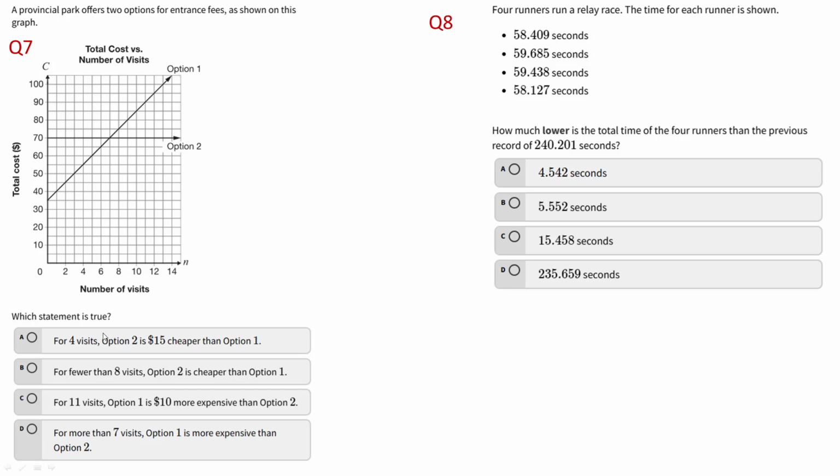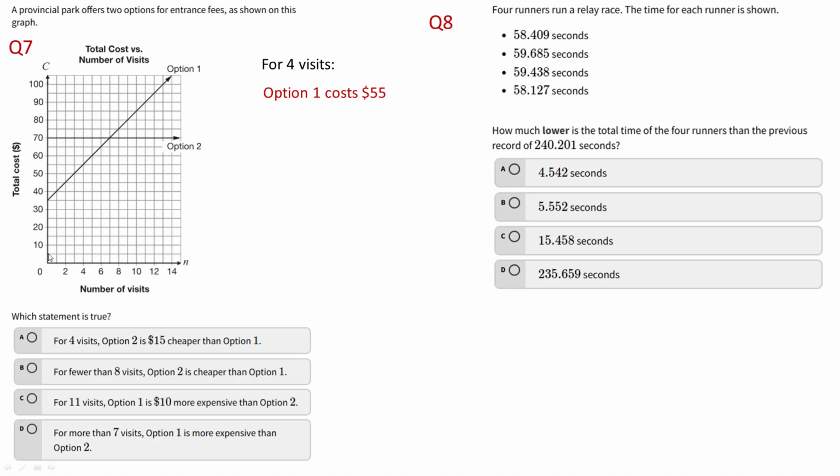So we're basically asked which of these statements is true. Which statement is true? So for 4 visits, option 2 is $15 cheaper than option 1. So let's look at the cost for 4 visits. 4 visits is right here. So for option 1, it costs $55. So right here, that'd be 55.